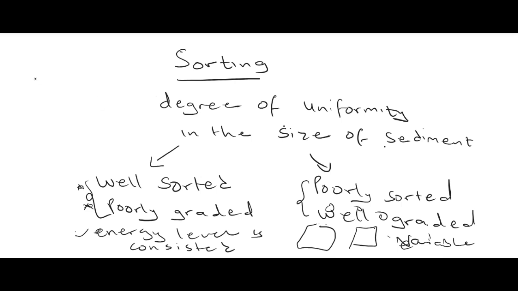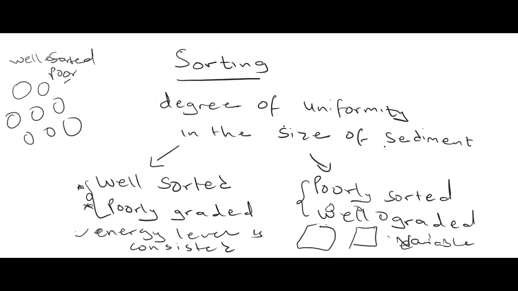Basically, what we are saying is that under well sorted sediment, the sediments are of uniform sizes. So we can classify this as well sorted, or poorly graded. Poorly graded in the sense that we do not see different grades or different sizes of sediments. They are all of the same, uniform or similar sizes.